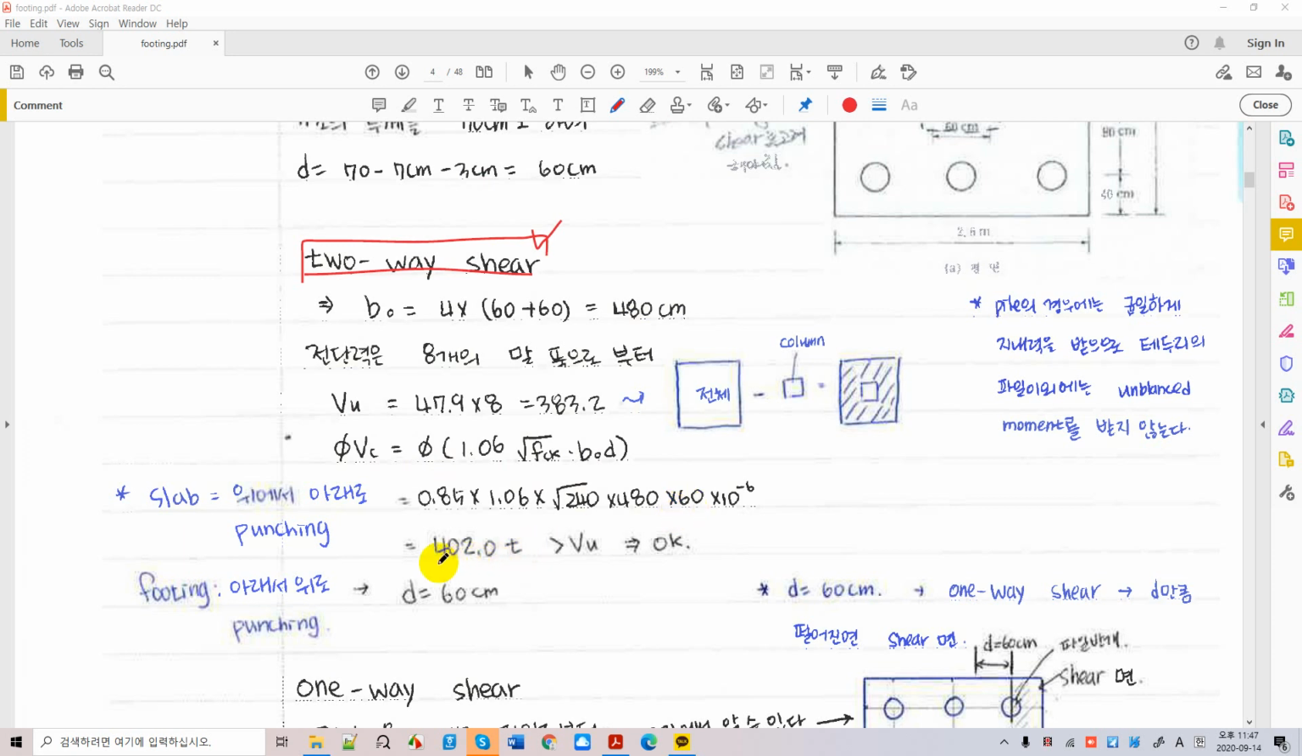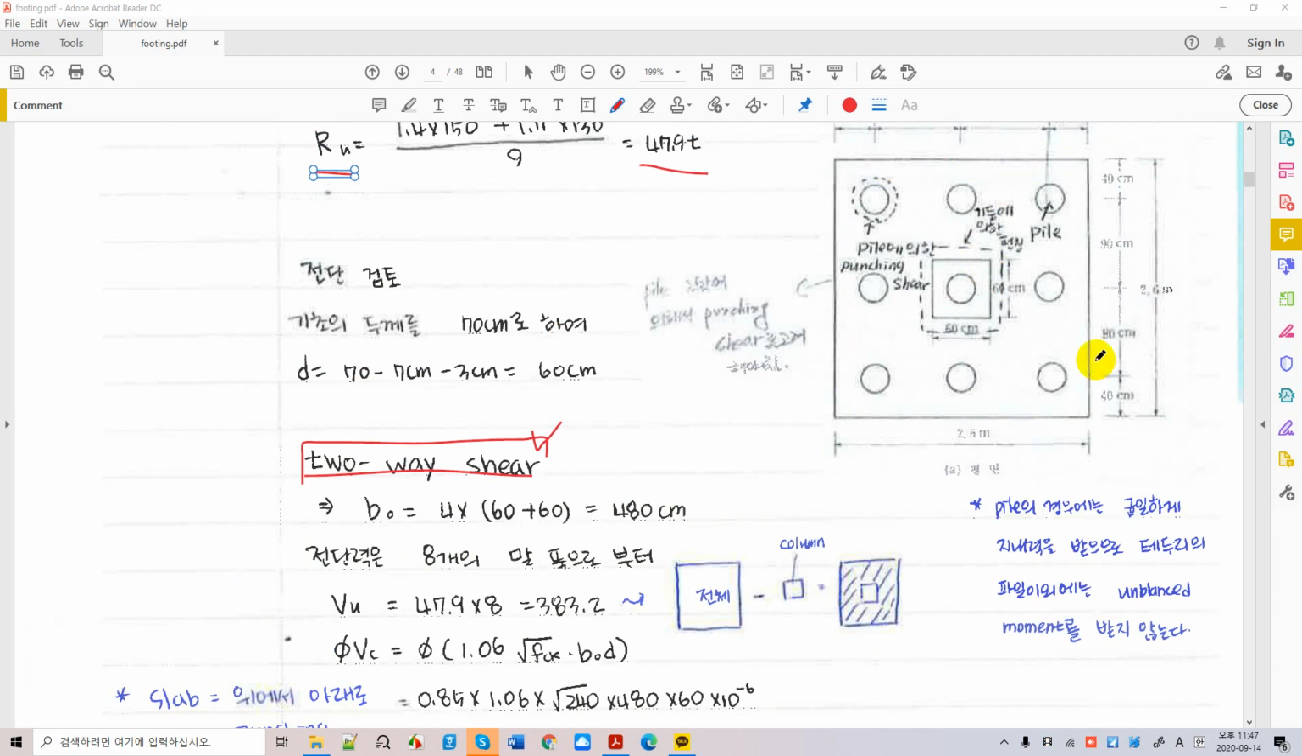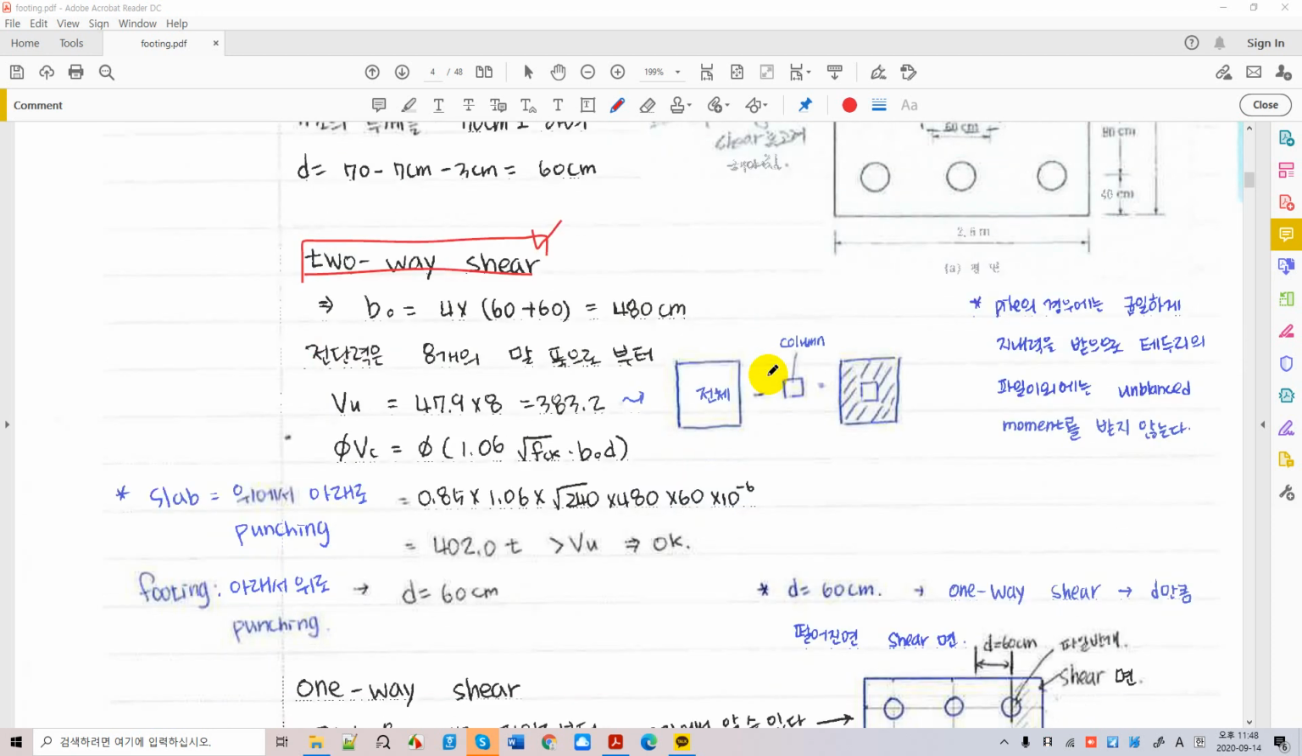And we have 402 as the shear capacity of two-way shear of the cap structure, which is greater than what's been calculated for the punching shear. This is the effective punching shear there, okay. And we can take a d of 60 centimeters, okay. So 60 centimeters of depth of the cap structure should be okay.